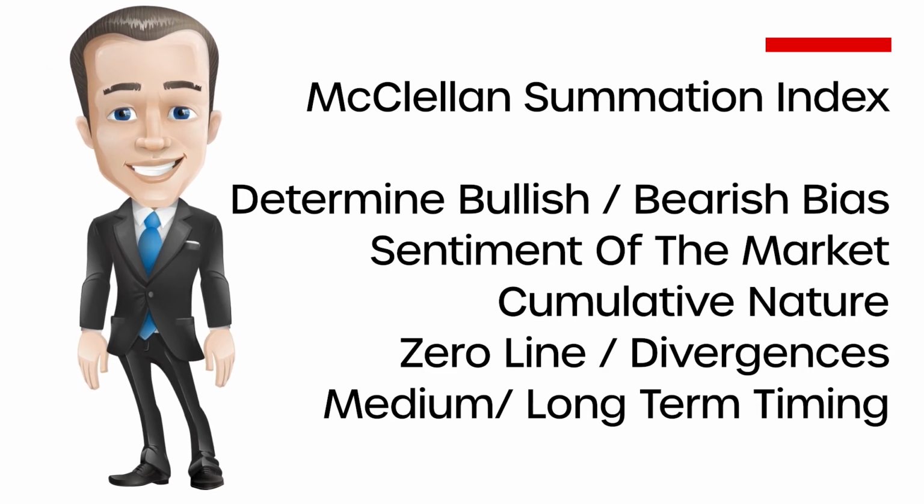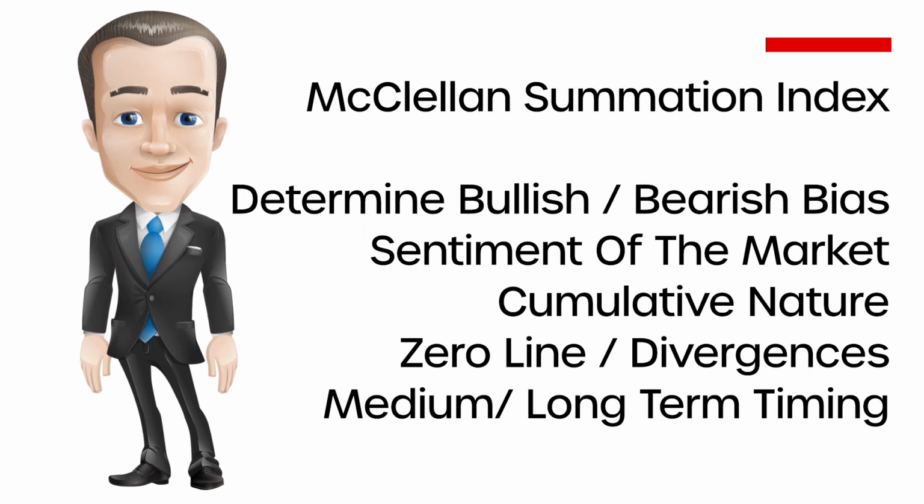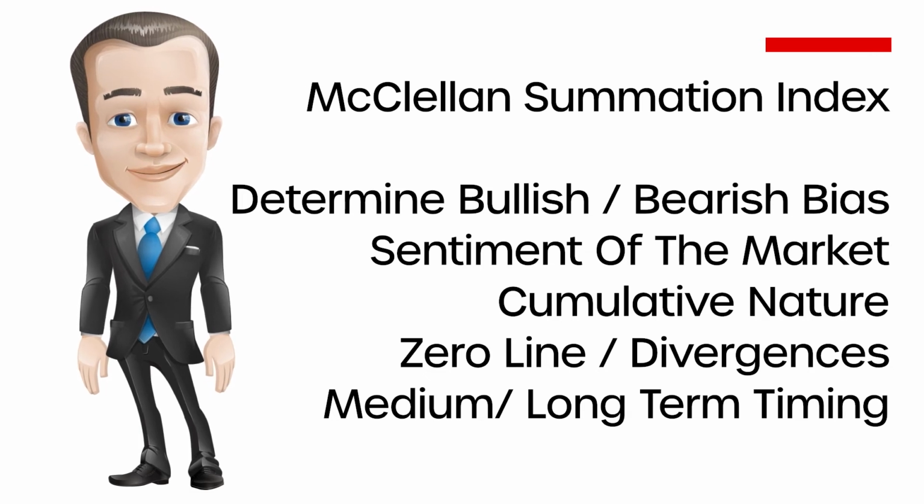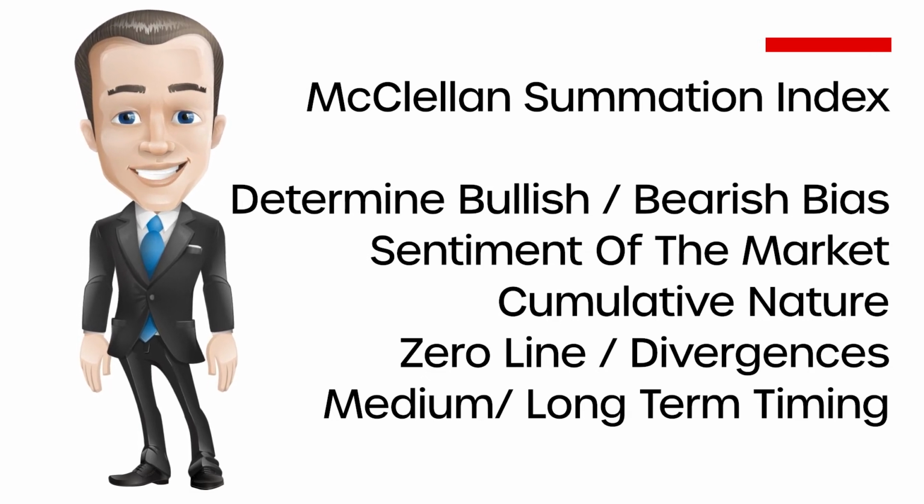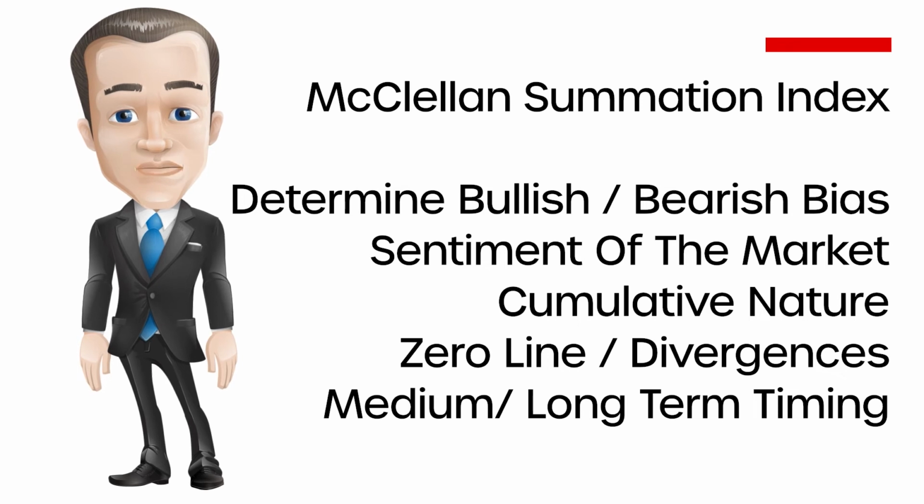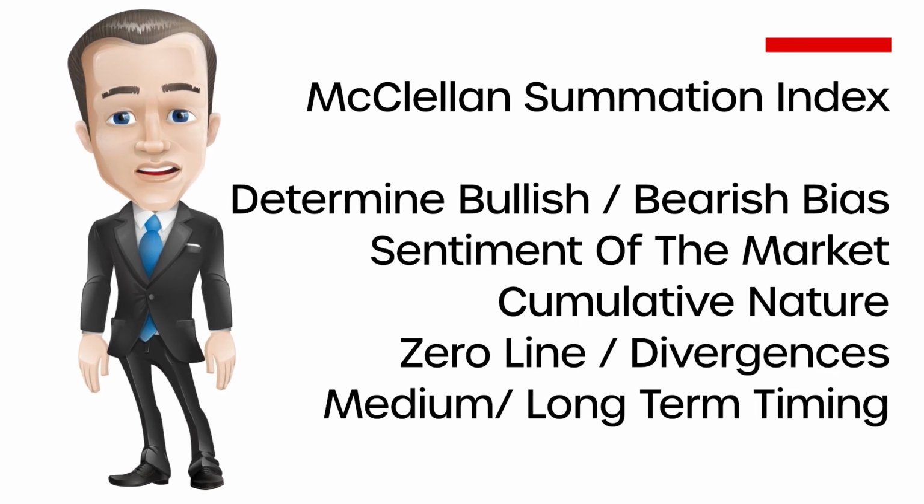Since the Summation Index is a direct derivative of the McClellan Oscillator, it rises when the McClellan Oscillator is positive and falls when the McClellan Oscillator is negative. Thus, extended positive numbers in the McClellan Oscillator cause the Summation Index to trend higher. Conversely, extended negative readings cause the Summation Index to trend lower.